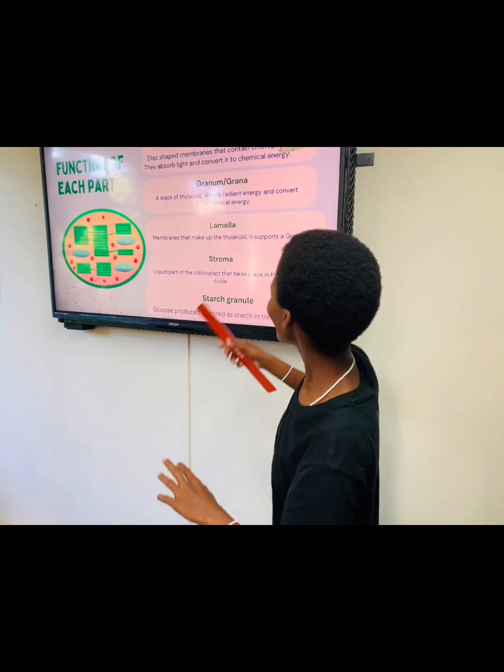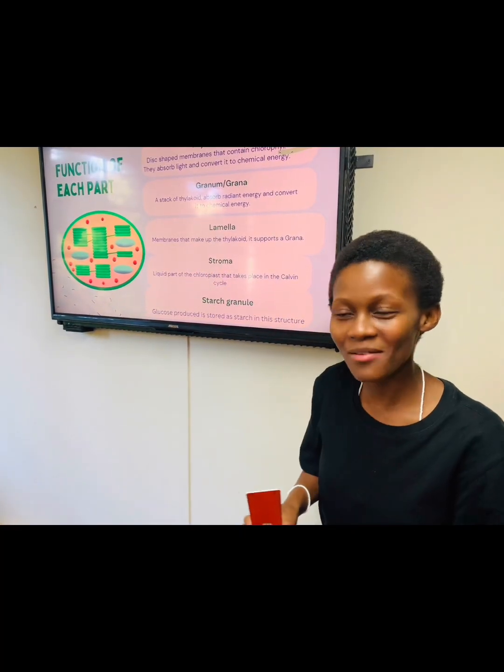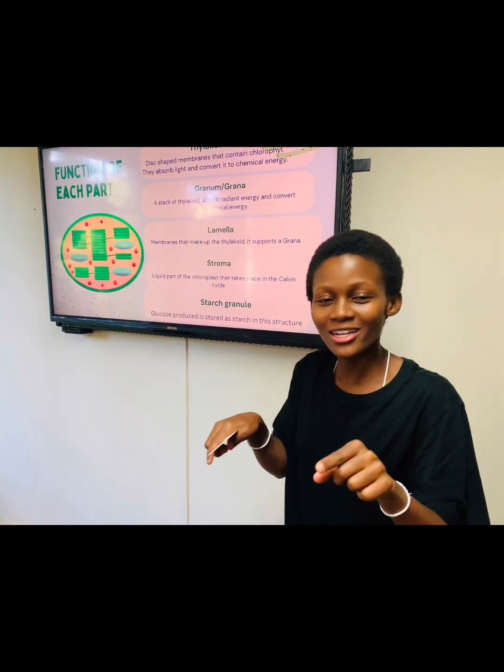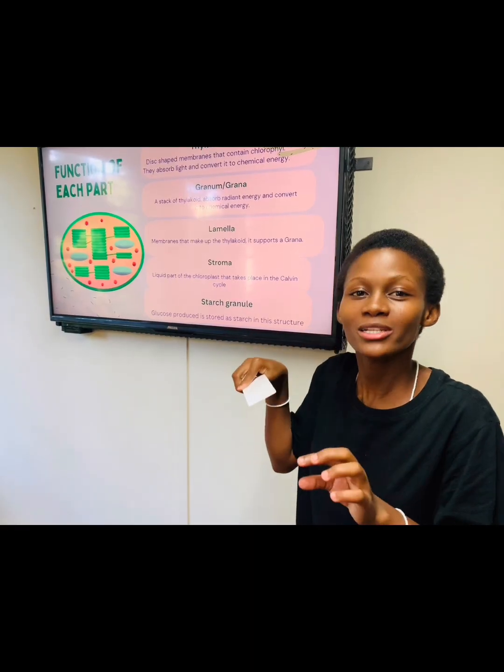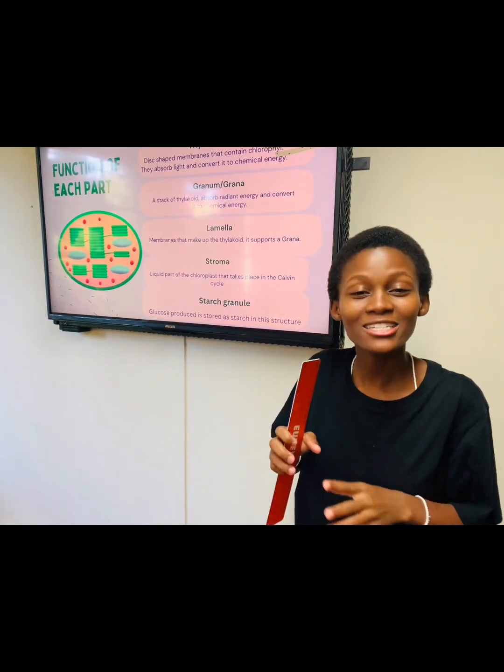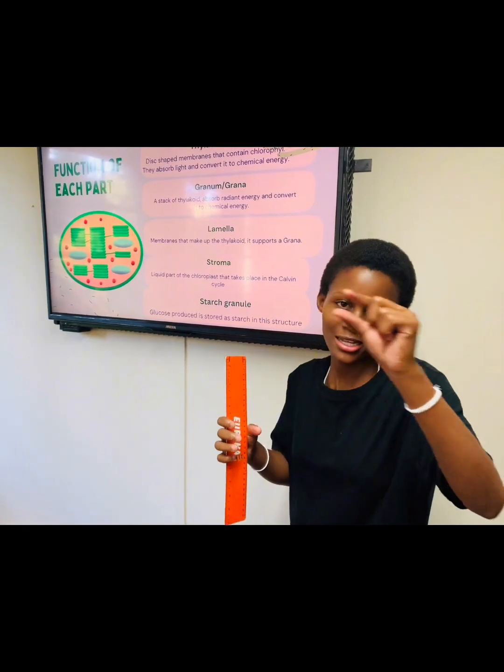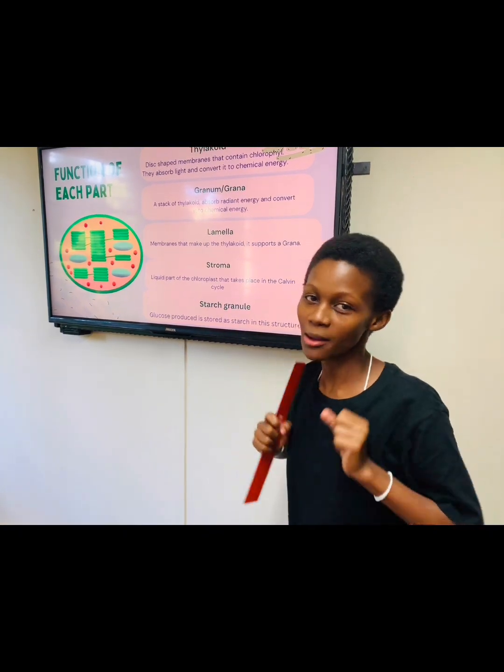The next part that we're going to look at is the lamella. The lamella is the membrane that makes up the thylakoid. The membrane that is found inside the thylakoid, we call it the lamella. Its function is to support the grana, the single grana.